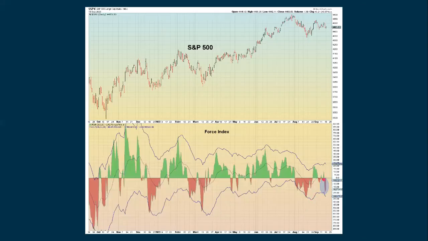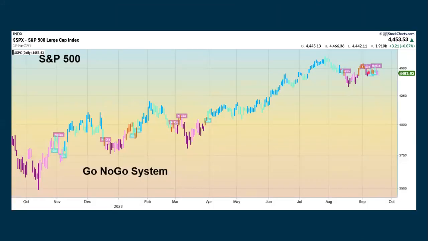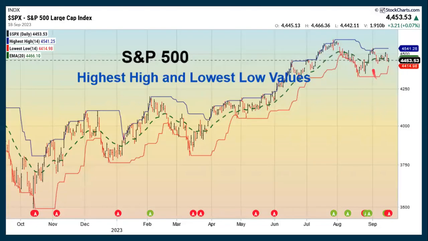The force index continues to be below zero and is declining. We're below the 50-period double and triple exponential moving averages, so that's a little more negative. The go, no-go system has the purple bars, that's negative. We're just about at the midpoint. We dropped a little bit below that, but with our highest high, lowest low value.